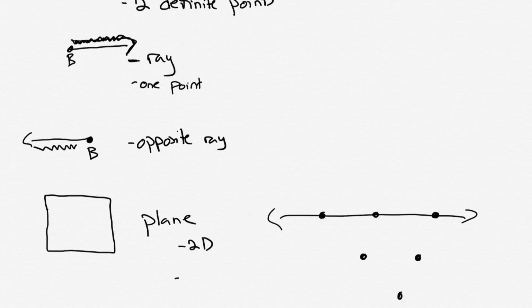Okay? Now, if I pick a different 3 points that are not on the same line, so if I go like this, now these 3 dots are on the same plane. That is not a line. This is a plane. And I can make more planes. I mean, and it doesn't just have to be 3 dots.